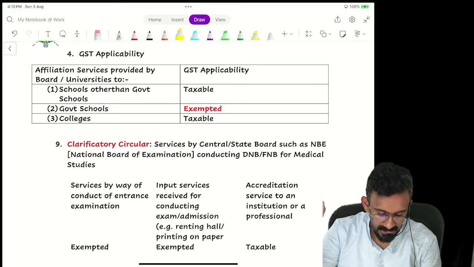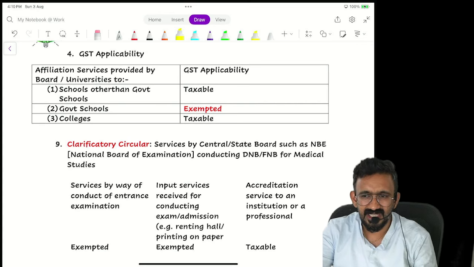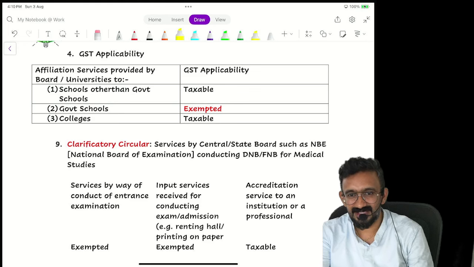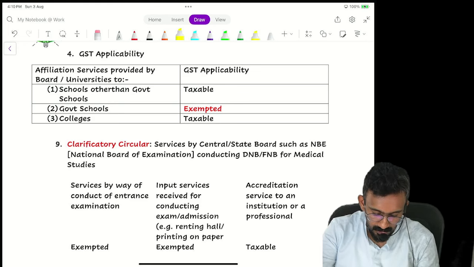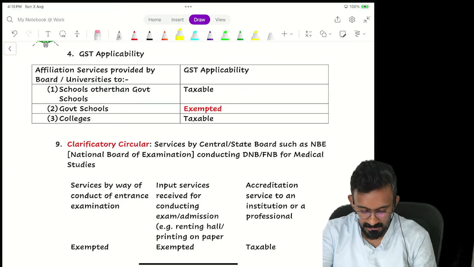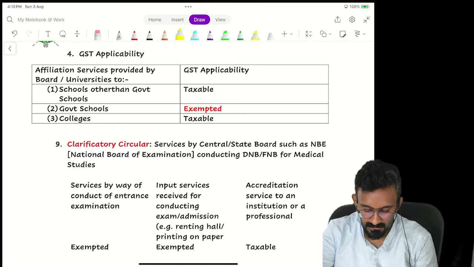Look at the summary here. That's enough. They already tested. Chance of testing again is very less because they tested just now. It was an amendment, so they tested. Schools other than government schools getting affiliation services would be taxable. Government schools is exempt. Colleges are also taxable.